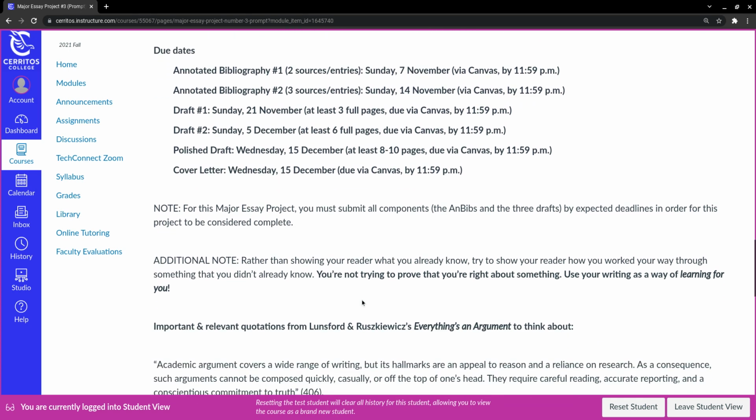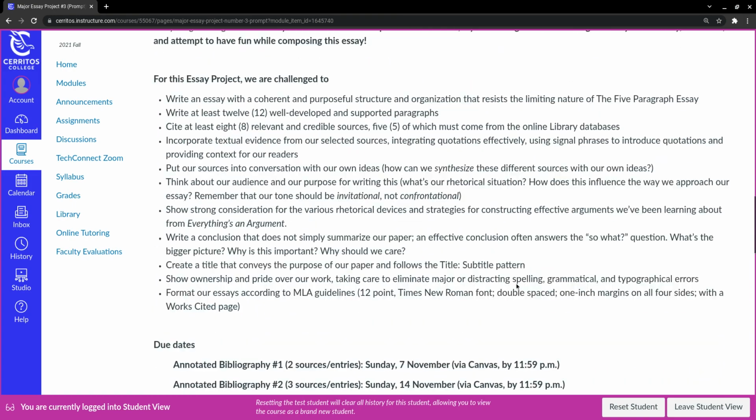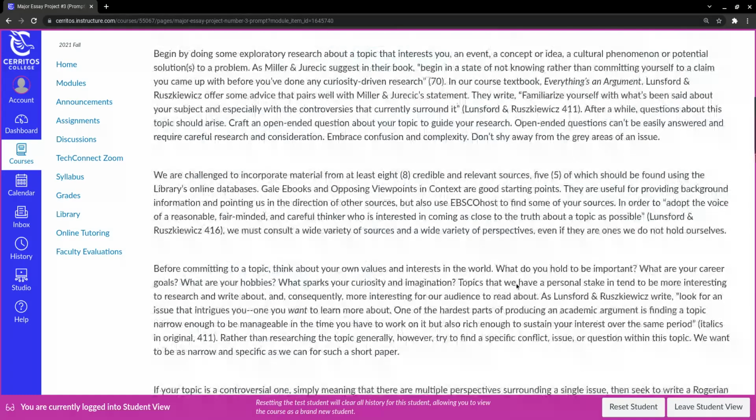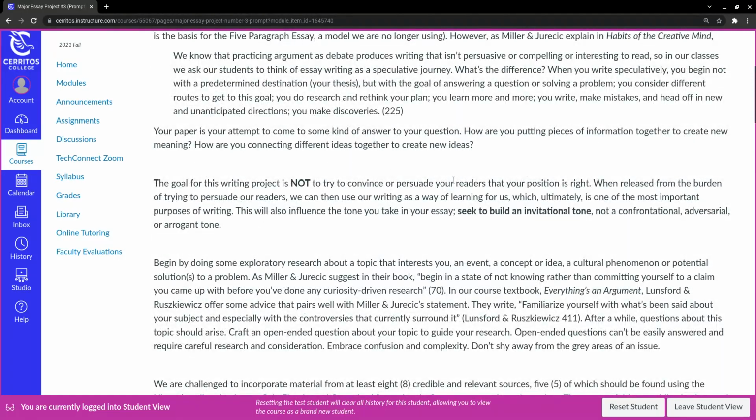An additional note: rather than showing your reader what you already know, try to show your reader how you worked your way through something that you didn't already know. You're not trying to prove that you're right about something. Use your writing as a way of learning for you. And so this goes back to some of these things that we mentioned above, where we're not trying to convince or persuade our readers. We're not trying to make sure that our side is correct or viewed as correct. What we're trying to do is just take our readers on this journey. So we want to build that invitational tone.